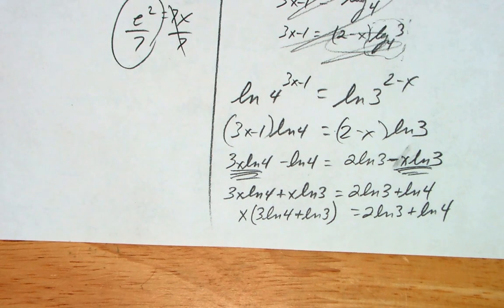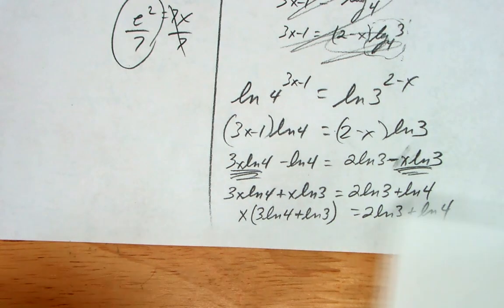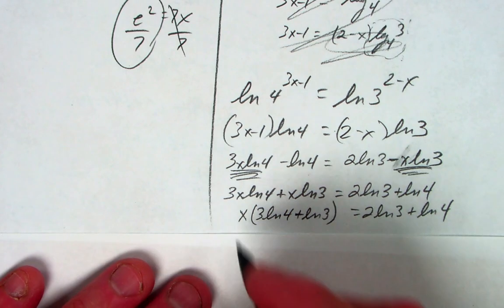Now, there's two different things we could do here. We could either just divide both sides, or what I could do, I'm going to have to change to a different sheet of paper. Check this out. See what I'm doing?